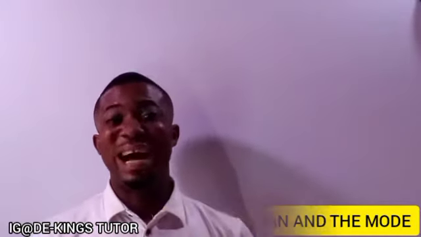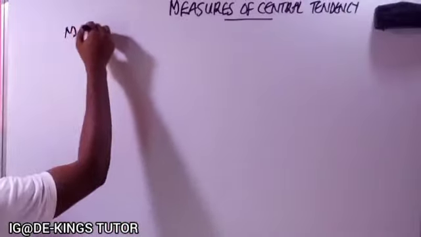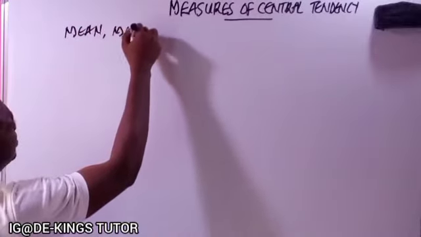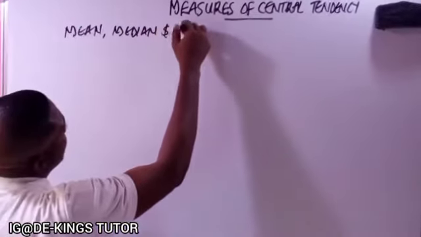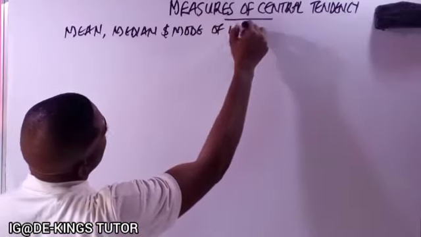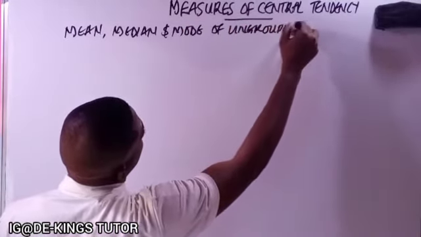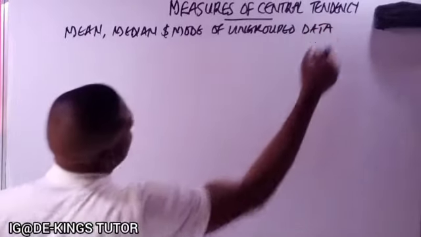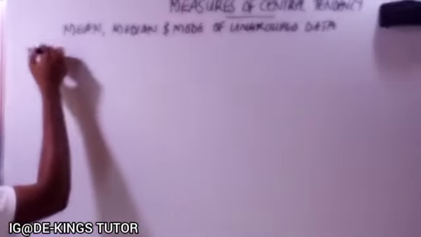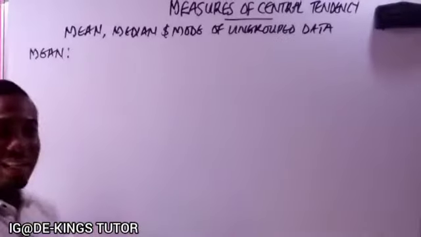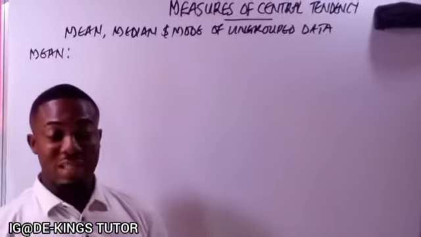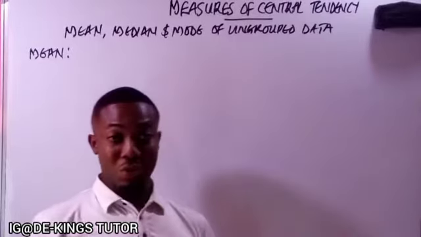We have different aspects of this. This is an introduction video. We have different aspects of the mean, the median, and the mode. We're going to start with the mean, the median, and the mode of ungrouped data. By ungrouped data I mean data that are not classified together, that are not classified into what we call class intervals or grouped together.